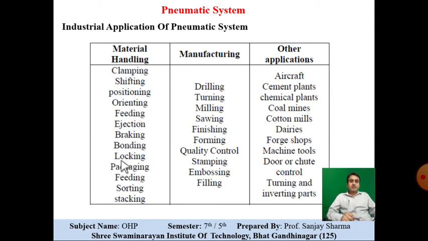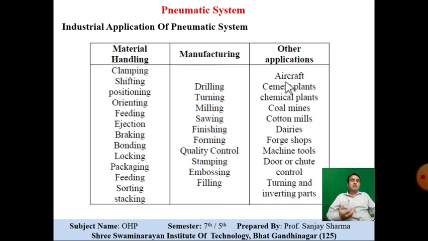So these are the different material handling activities which are done with the help of a pneumatic system. And these are some manufacturing operations which are done with the help of pneumatics. For example, pneumatic drilling, pneumatic turning, milling, sawing operation, finishing operation, forming, quality control, stamping, embossing and filling. So these are the different manufacturing operations which are done with the help of a pneumatic system.